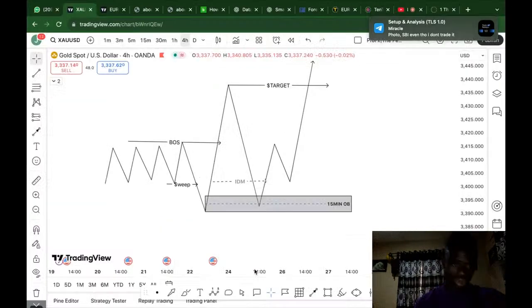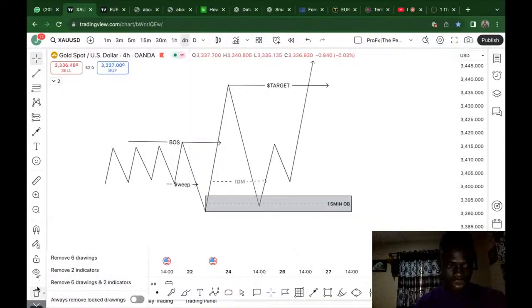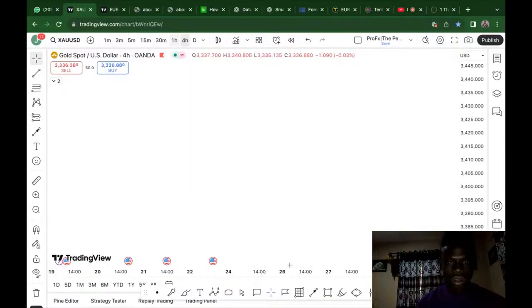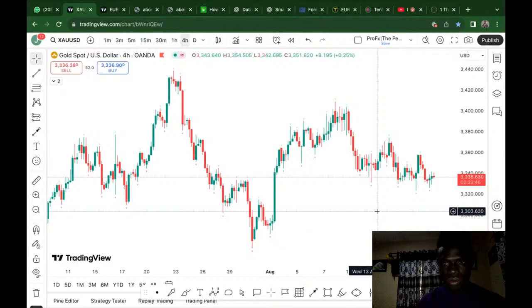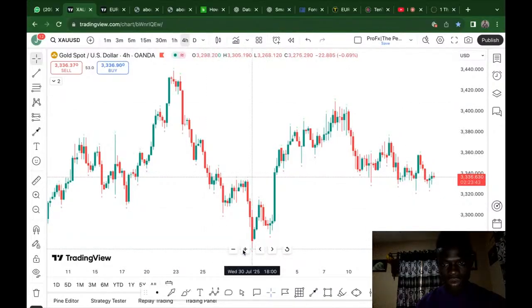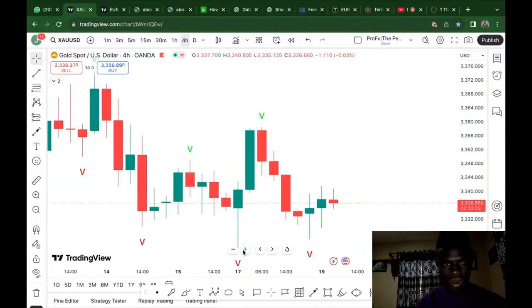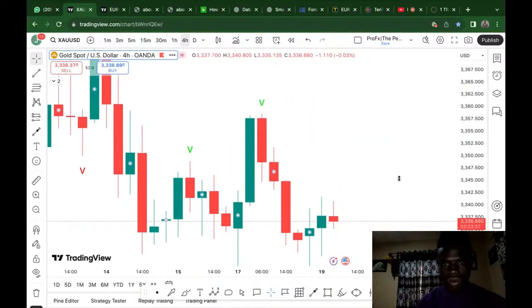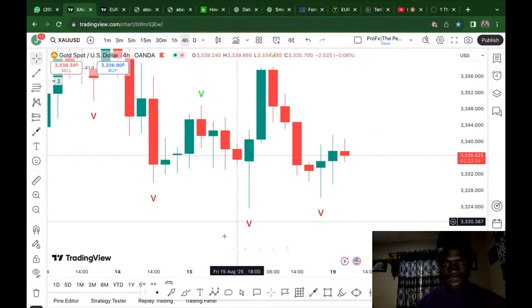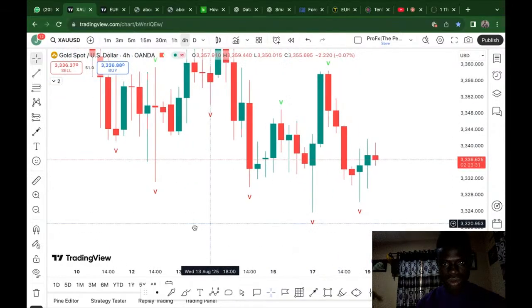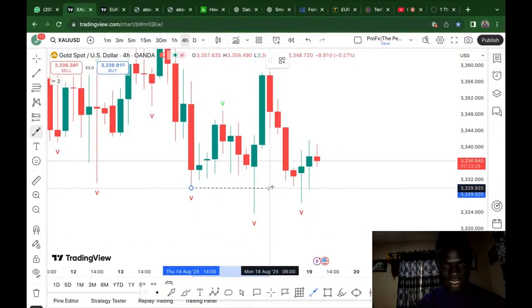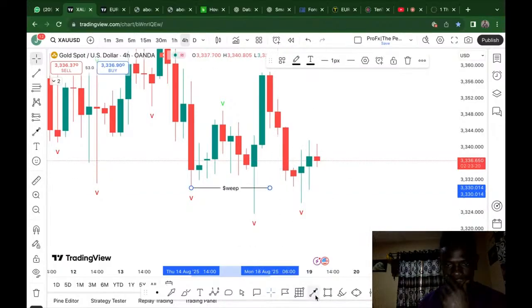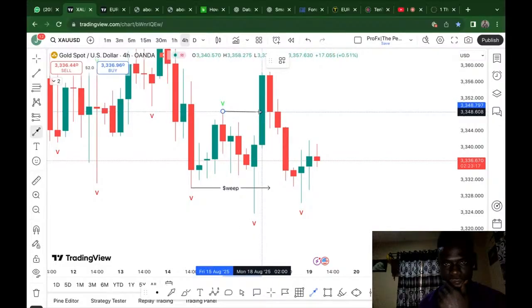So let's see how that played out on gold. Look at this carefully. Step one, we have a sweep. Step two, we have a break of structure.